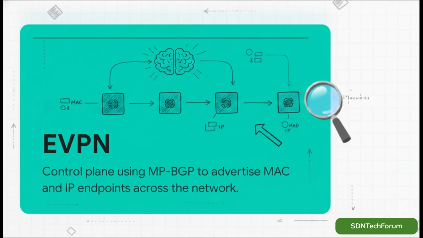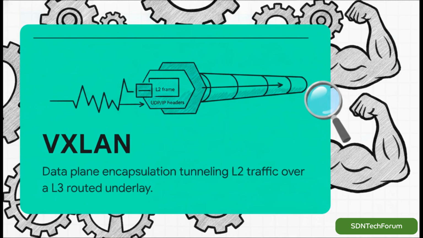Instead of waiting for a device to send traffic just to learn its MAC address, the leaf switches in an EVPN fabric, which we call VTEPs, use multi-protocol BGP to proactively advertise and distribute MAC and IP addresses to one another. It's actually very similar to how traditional routers advertise IP subnets, but here we're doing it for individual MAC and IP endpoints.